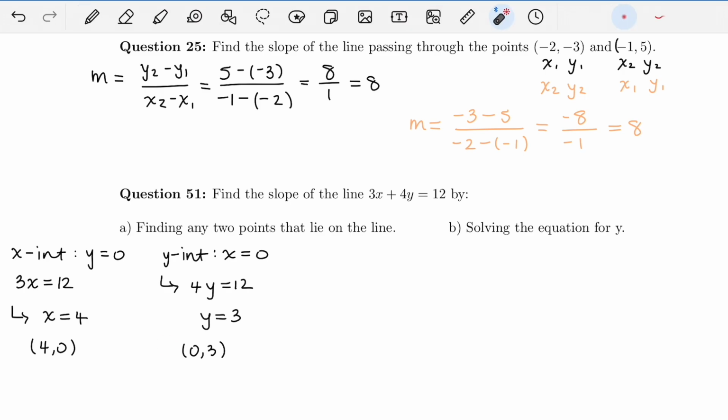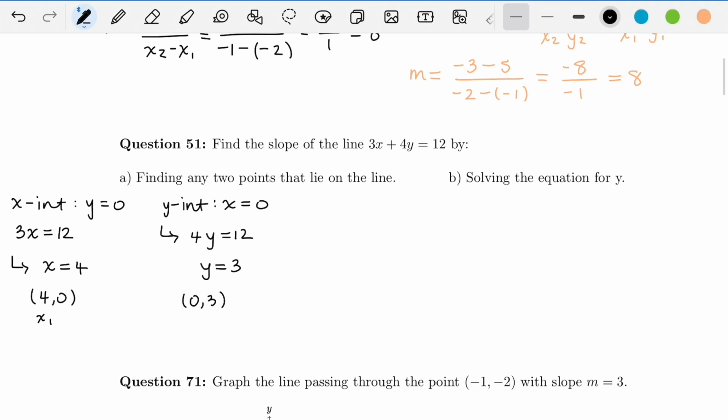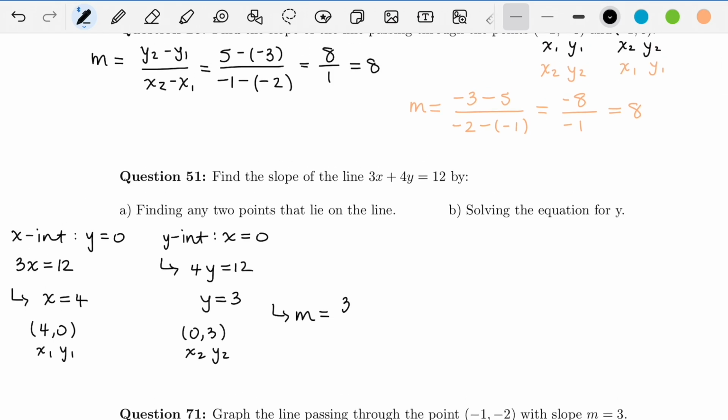Now we can easily find our slope using this formula here. So we're going to label our points. This will be x sub 1, y sub 1, x sub 2, and y sub 2. So m then is going to be, we have y2 minus y1 over x2 minus x1, which gives us negative 3 over 4.